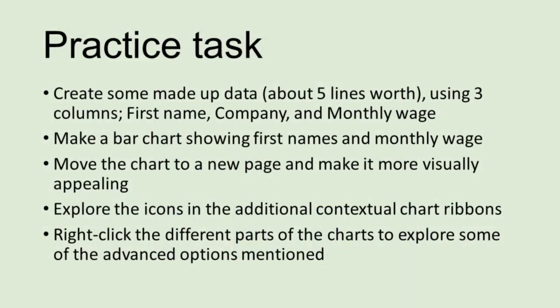Practice task. Create some made-up data, about 5 lines worth, using the following 3 columns: first name, company, and monthly wage. Make a bar chart showing first names and monthly wage, and move the chart to a new page. Make it more visually appealing. Then explore the icons and the additional contextual chart ribbons. Right-click the different parts of the chart to explore more of the advanced options mentioned previously.